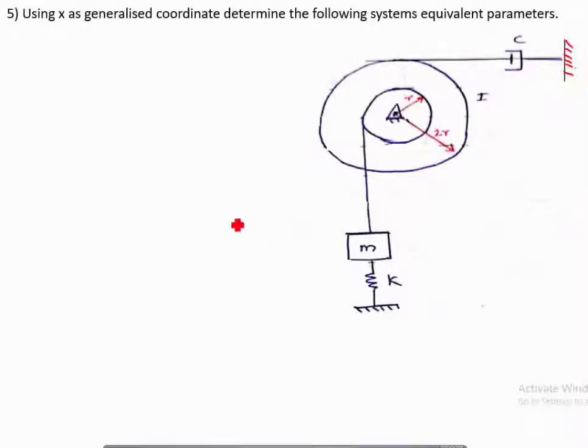So how will you start? Let us say that x is the small displacement given to the mass m. The pulley is fixed at the center, so it will have only rotational motion theta. Let us say the displacement of the spring will also be x, and the displacement of the damper will also be x. I hope you have understood this.